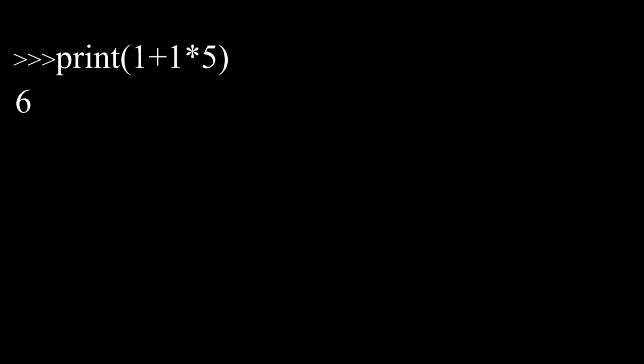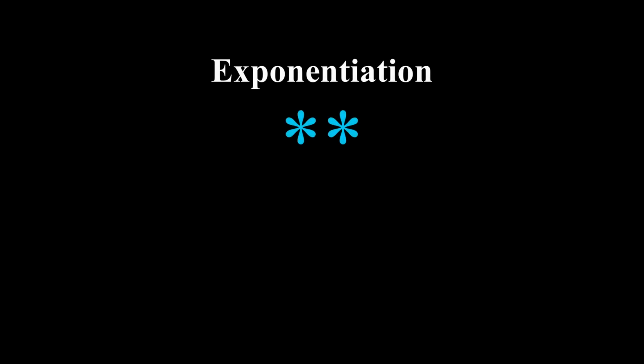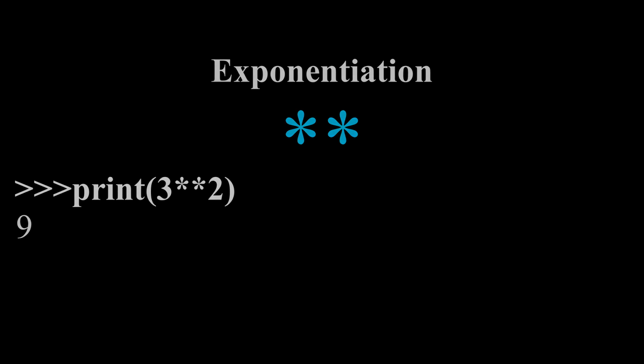This is because Python follows the mathematical order of operations. If you want addition to come first, you can include this part in parentheses. Let's move on from those four. Here is the operator for exponentiation. You can raise one number to the power of another with two asterisks. For example, this line prints 3 to the power of 2, which results in 9.